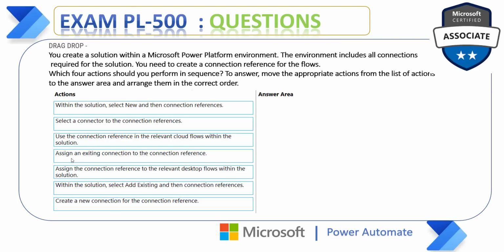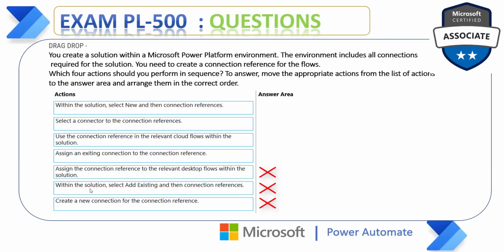Now coming to the fourth action, assign an existing connection to the connection reference. There you can see the environment includes all the connections required for the solution, right? In the given PL-500 question, I'm going to use my existing connection. As part of this tutorial, we have used the SharePoint connection, right? That is where we have used the existing connection for the connection reference. So action 4 also is correct.